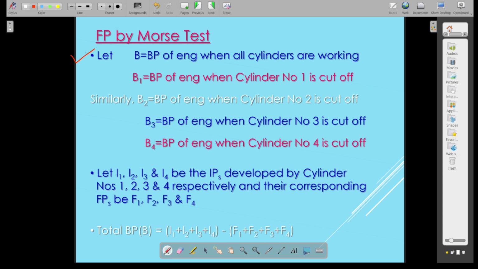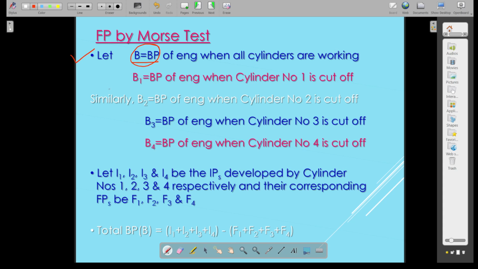First we run the engine when all cylinders are working. So this is the brake power when all cylinders are working. Then we make the very first cylinder inoperative by cutting off the spark plug. स्पार्क प्लग हमने पहले सिलेंडर का कट ऑफ किया, तो क्या होगा, 3 सिलेंडर रन होंगे, पहला सिलेंडर रन नहीं होगा, क्योंकि स्पार्क प्लग बंद है.